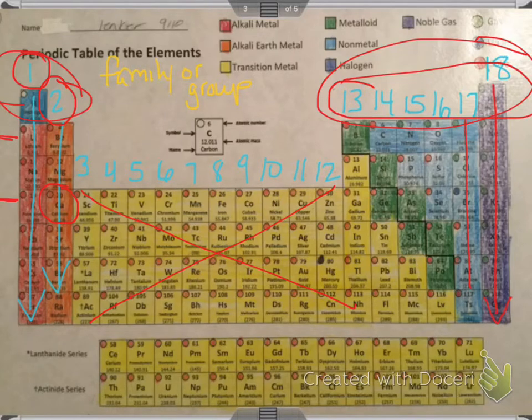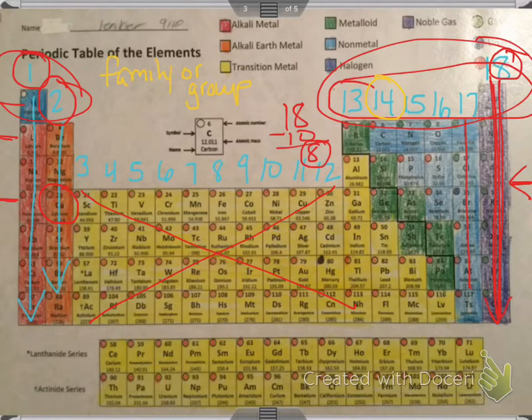But 13 can't be a number on the outermost ring, so we just subtracted 10 from all of these, and so it would be 3. Oh, actually, I went the other way first. Sorry, my bad. 18 minus 10 would be 8. So this family has 8 electrons on its outermost energy level.